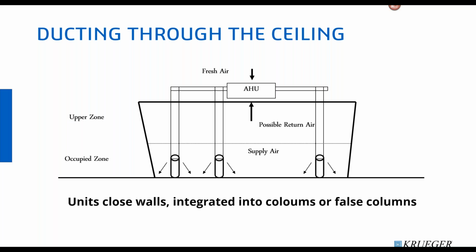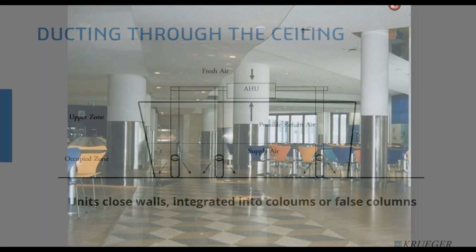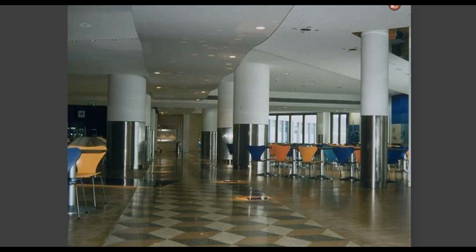So if you want to duct through the ceiling, it's much the same thing, except you're just going to be running your duct from above. And that's a common application. And we have some examples here showing AFCs. Again, that's a 360-degree round displacement unit.